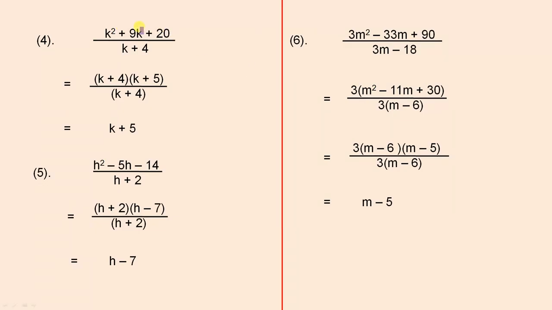We have the trinomial over that expression. If we remember from the previous video, we factorise that trinomial this way. We cancel the k plus 4's and we're left with k plus 5.